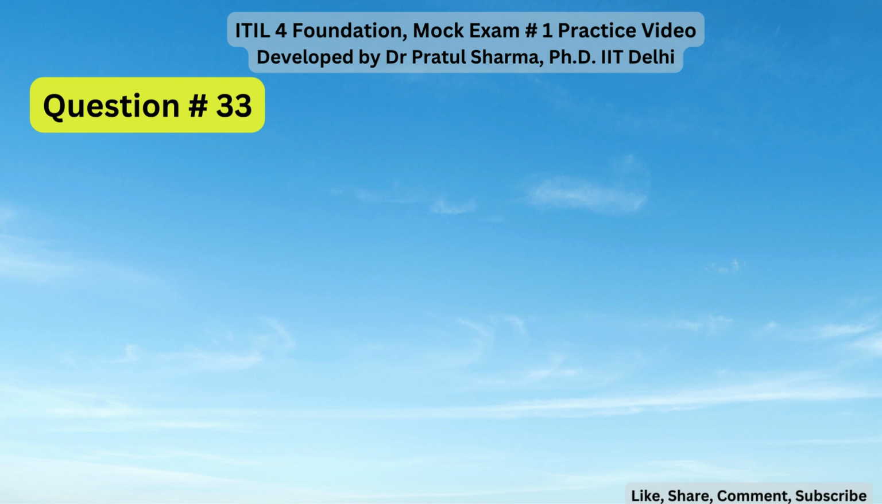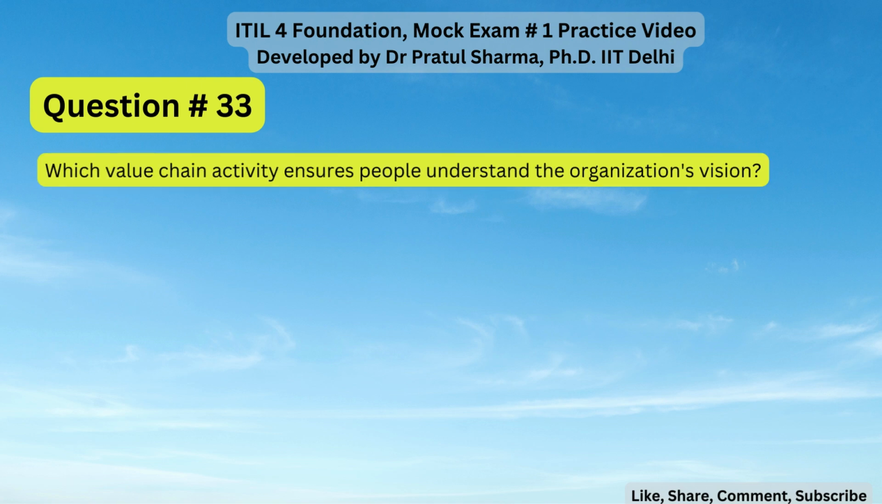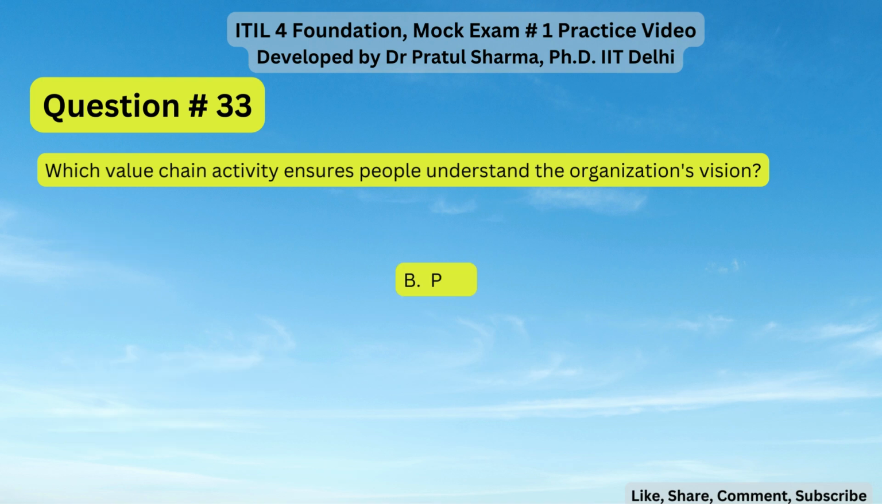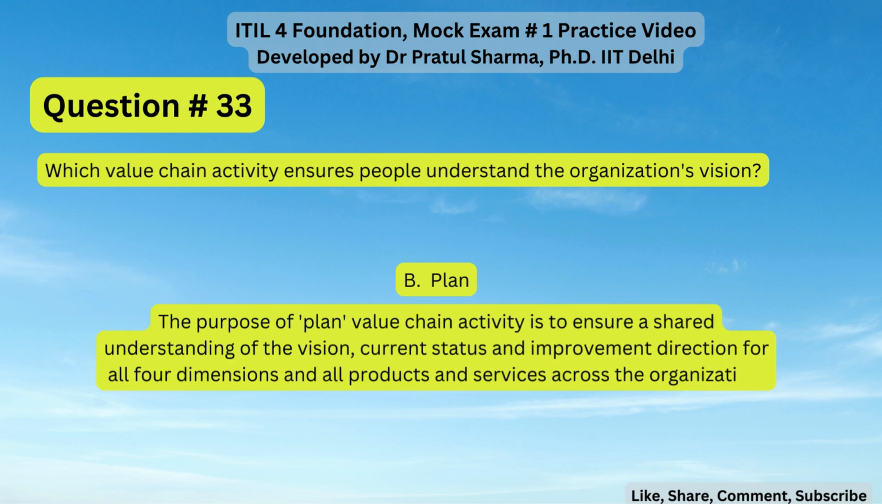Question number 33. Which value chain activity ensures people understand the organization's vision? A. Improve. B. Plan. C. Deliver and support. D. Obtain build. B. Plan. The purpose of plan value chain activity is to ensure a shared understanding of the vision, current status and improvement direction for all four dimensions and all products and services across the organization.